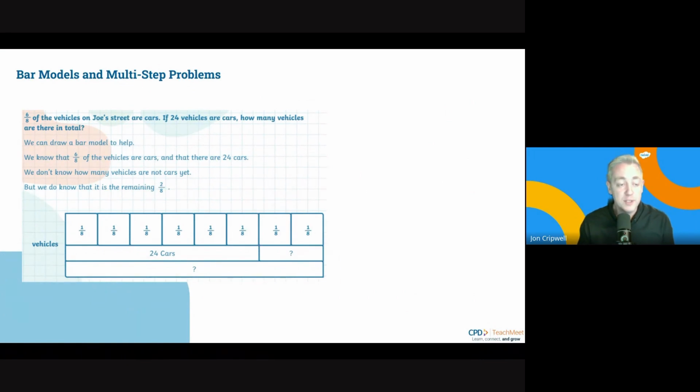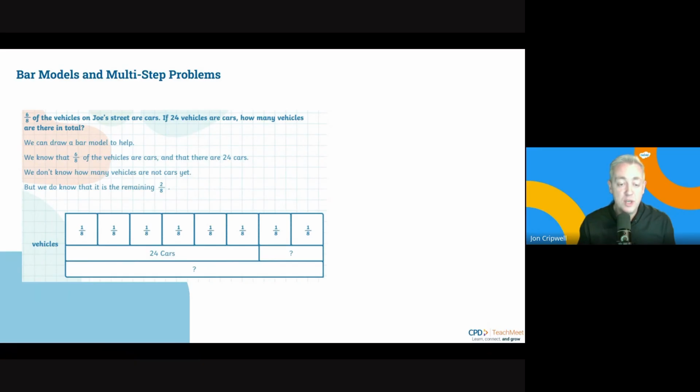So here we've got some fractions mixed in. 6/8 of the vehicles on Joe's street are cars. If 24 vehicles are cars, how many vehicles are there in total? The bar model helps us here. We can start off with all of the vehicles in Joe's street. We know that he split them into eighths, so we need 8 equal parts up here to represent the vehicles. 6/8 are cars, so that's been split up here to show just the cars.